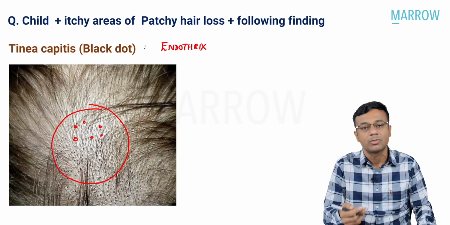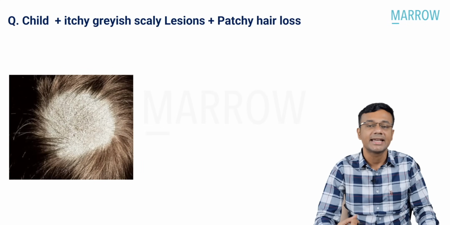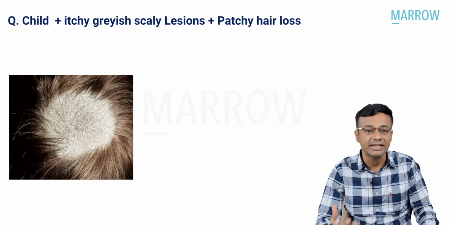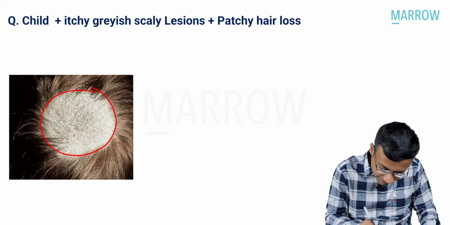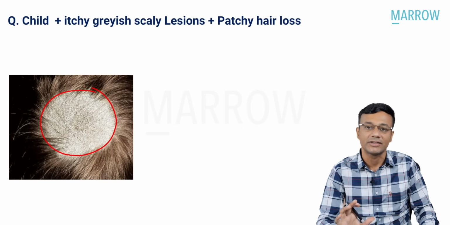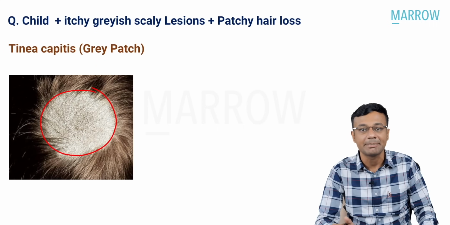Endothrix means the fungal spores have invaded into the hair shaft. Taking the next case scenario, there's a child presenting with itchy grey scaly lesions with patchy hair loss. Now on examination, you can find this greyish scaly area of the scalp with patchy hair loss. This is talking about Tinea capitis grey patch type.